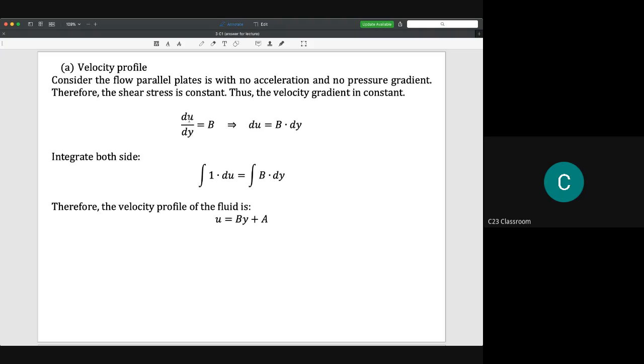Then we arrange this one. So we have du over dy equal to b, and then du is equal to b dy. We want to get the velocity profile, so we need to integrate both sides. So we integrate this one, and we will get u equal to by plus a.